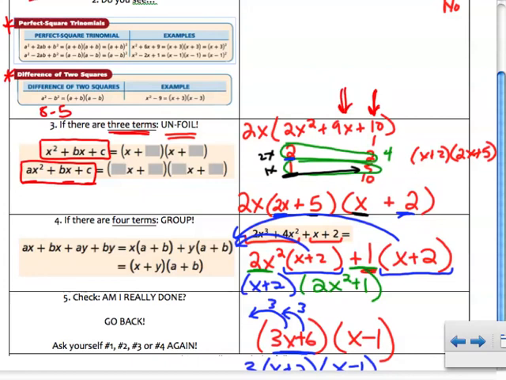Okay? When we make these matches, remember, I am trying to factor this here.